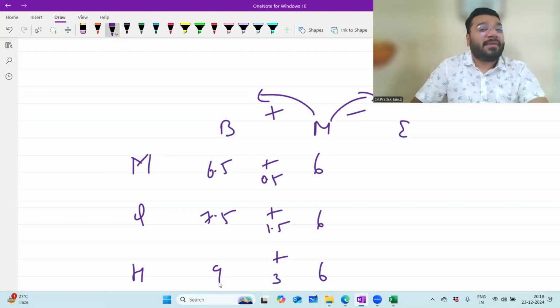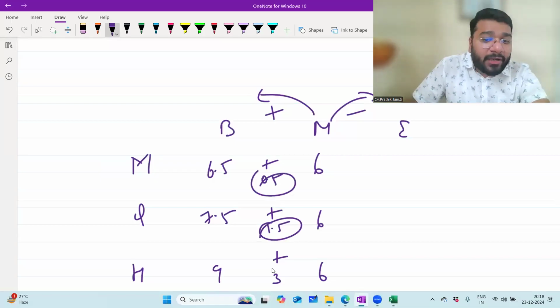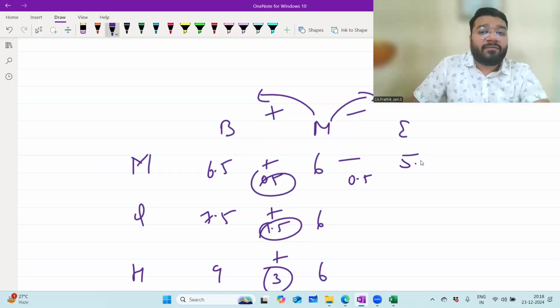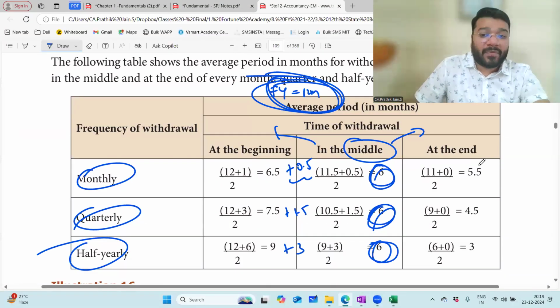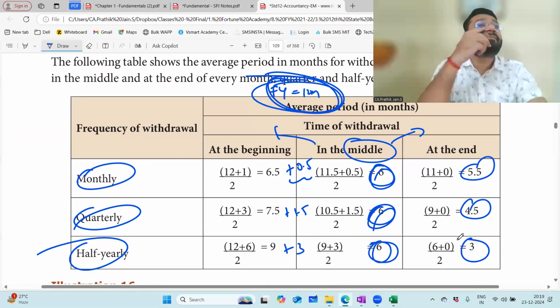On the right hand side, same thing you'll do, but now it will be minus. Minus 0.5, 5.5. Minus 1.5, 4.5. Minus 3, 3. Minus 3, 3, 5.5, 4.5, 3.